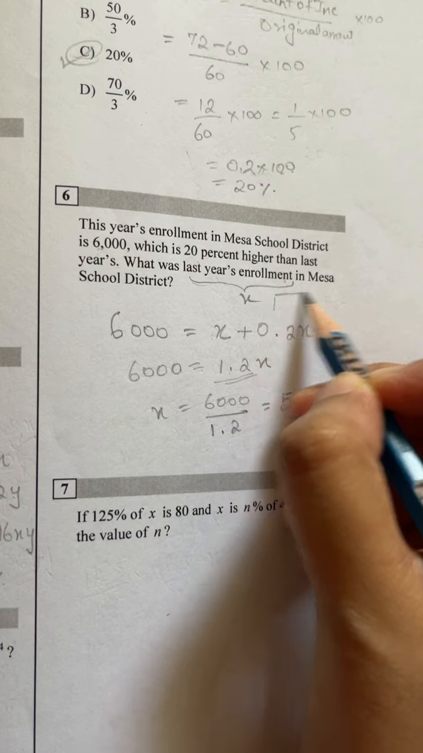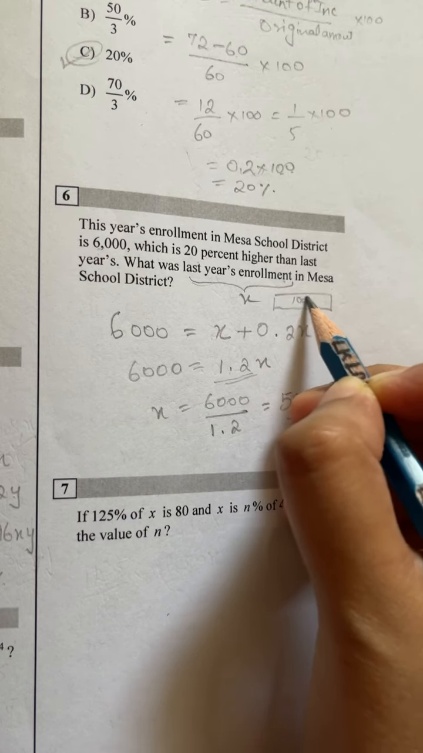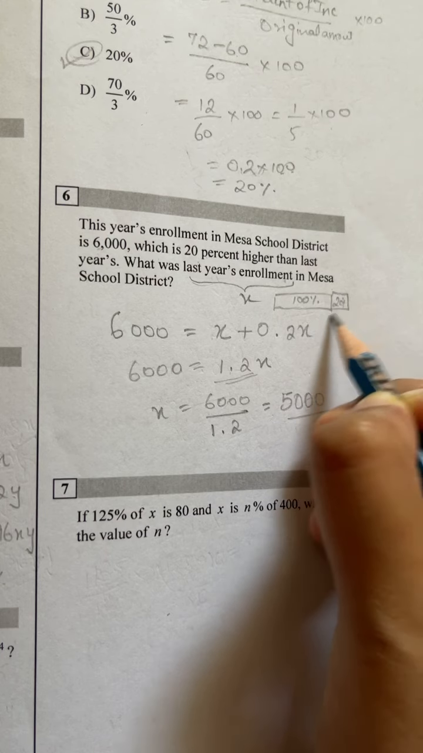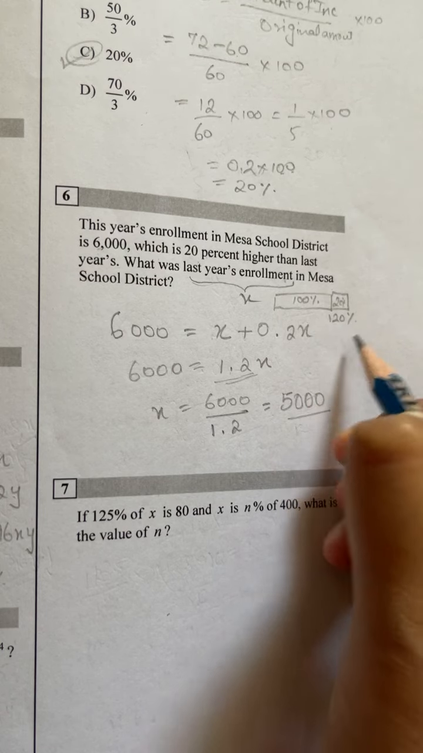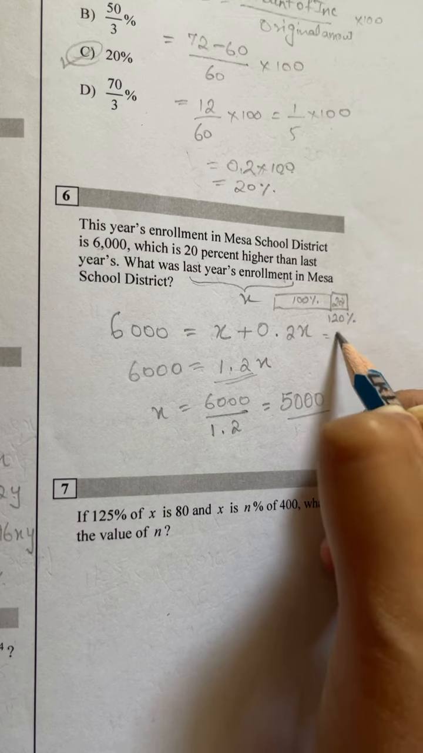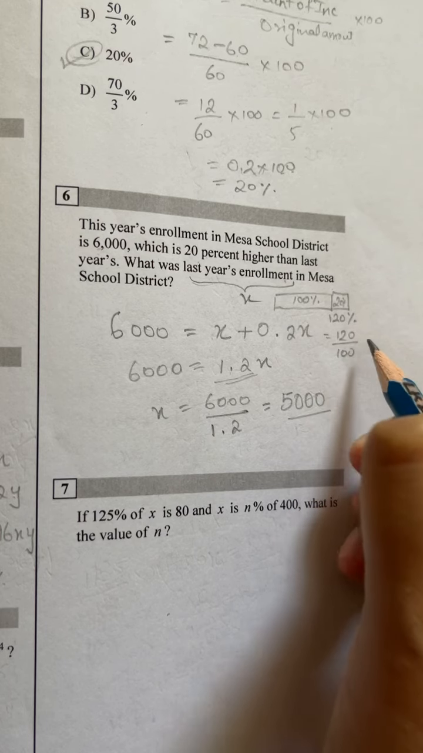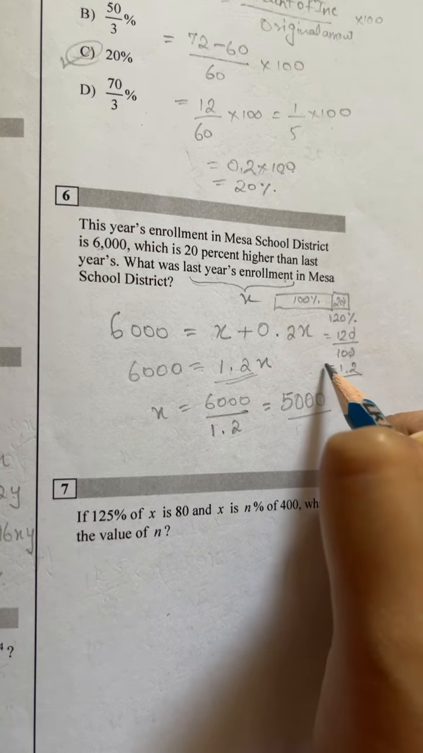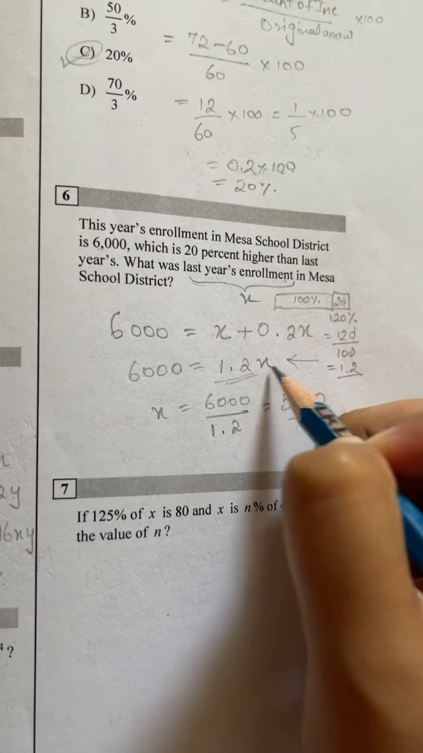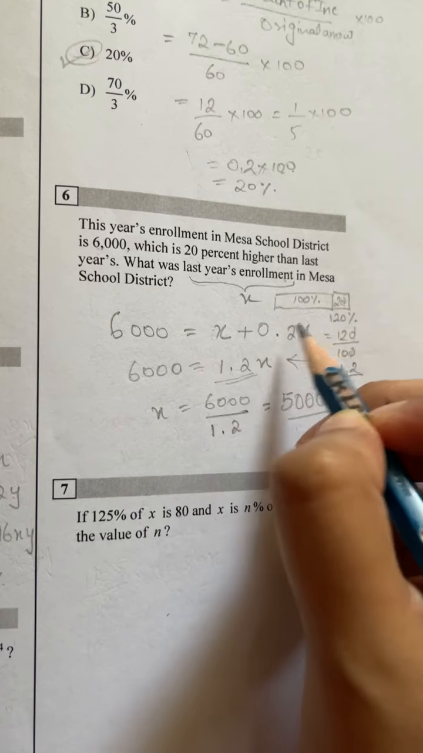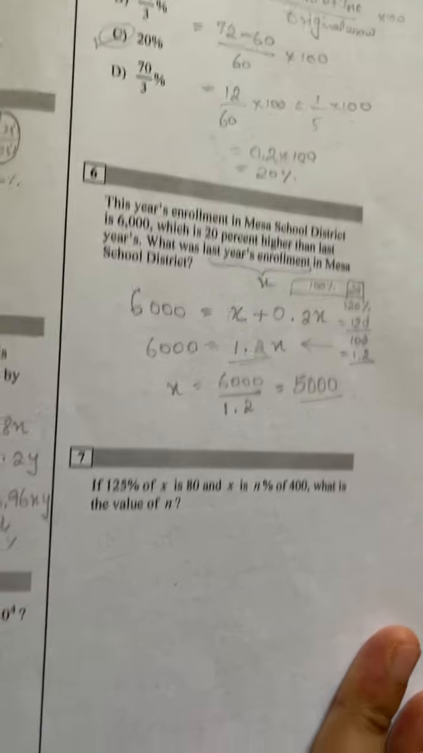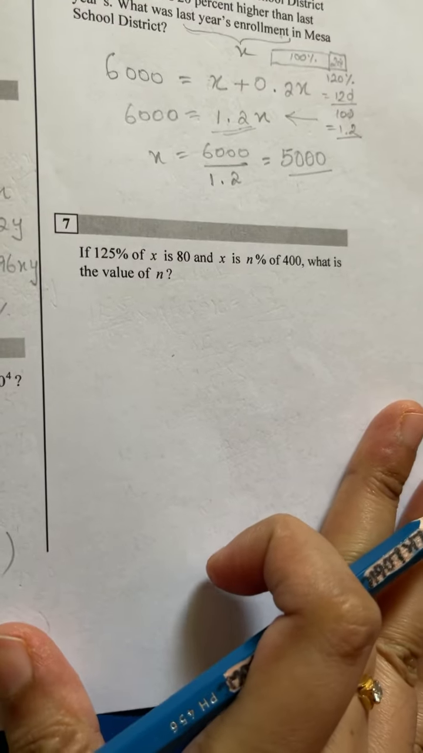See, if I draw a bar, 100% plus the increase of 20%. So that's 120%. And what is 120%? 120 divided by 100, which is equal to 1.2. That's what we have written, 1.2x. This is 100 plus 20%, 1.2. Okay, let's move on to question number 7.